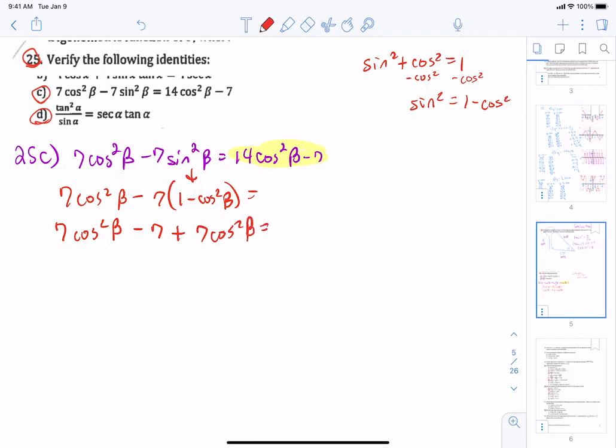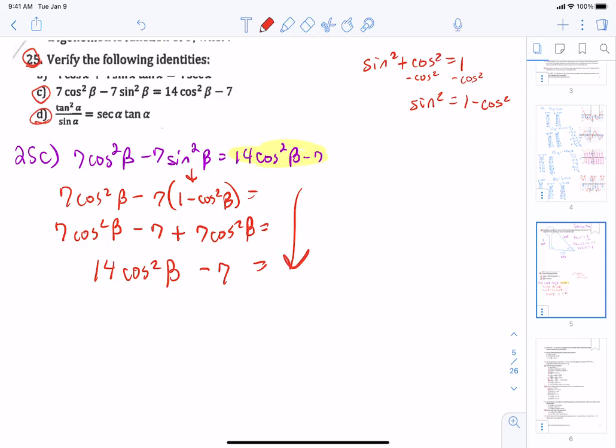So we're going to get 7 cosine squared minus 7 plus 7 cosine squared. And if you look back at the original problem, I found the -7 I was looking for. And 7 cosines plus 7 more is going to be the 14. So I found it. The answer is 14 cosine squared beta minus 7.